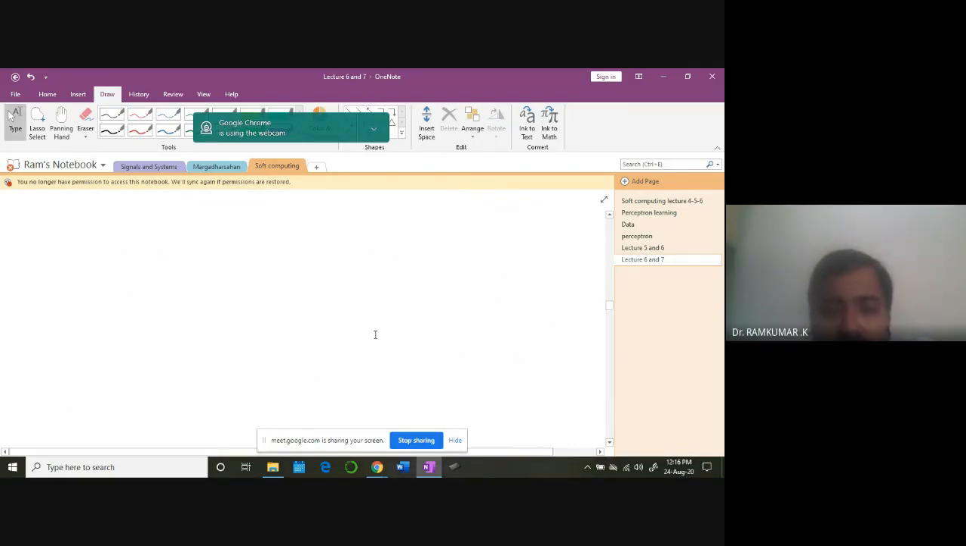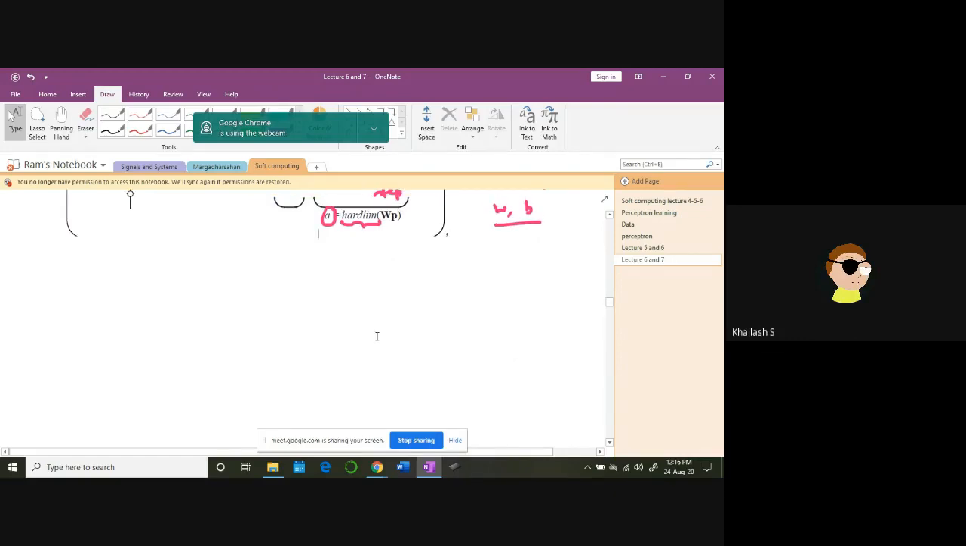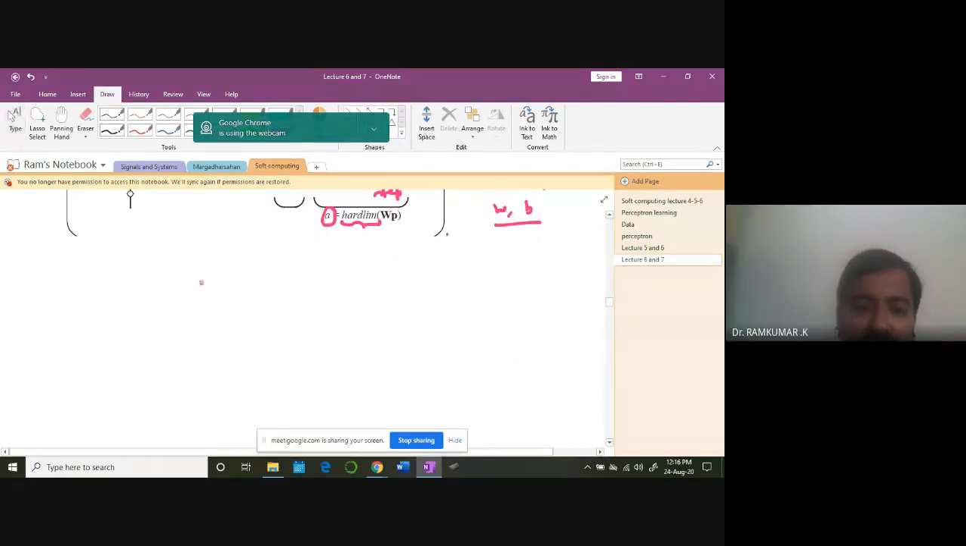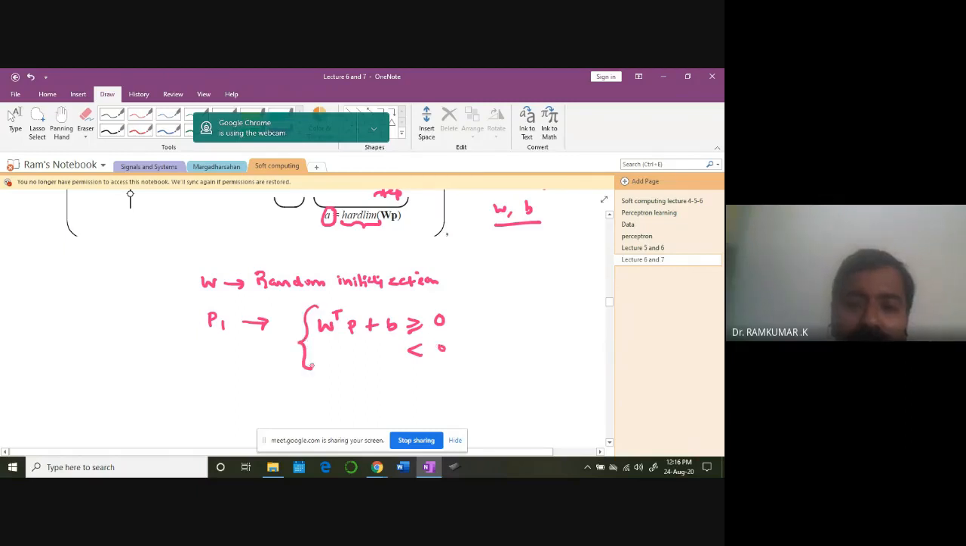Yeah, anybody? Random initialization. Start with some random initialization. That's always in your code. Random initialization followed by, you should check for every pattern. P1, for this pattern, what is your output? A plus B, whether it is greater than or equal to 0 or less. So this you need to check.